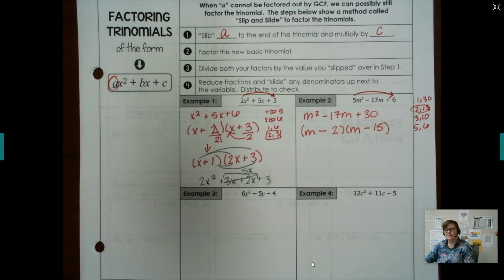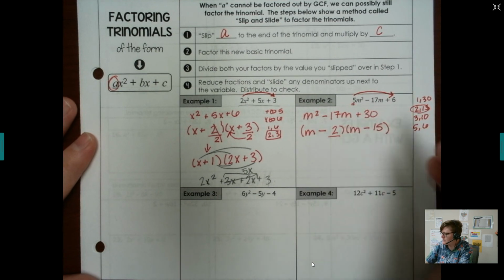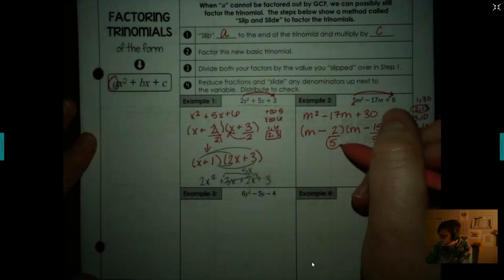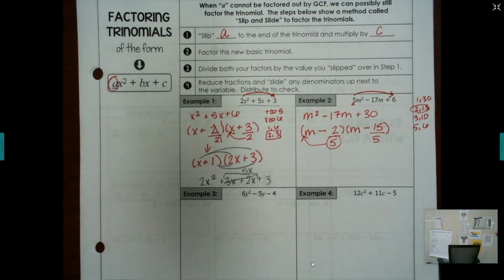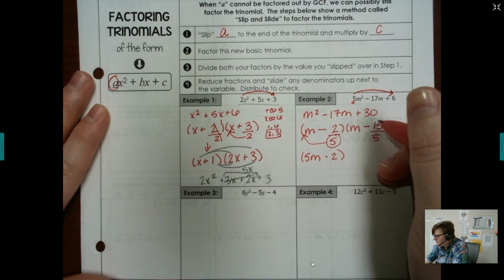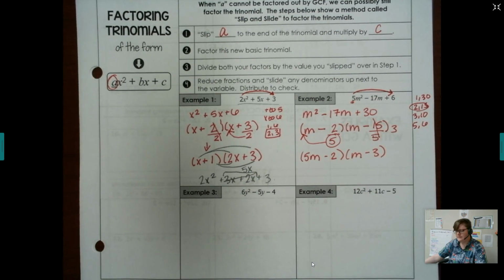And then the next step is to divide both your factors by this number that you originally multiplied by. Okay, so here 2 over 5 is not a whole number, it is a fraction. So we will move that 5 out to the front of that factor. So we end up with 5m minus 2 here. 15 over 5 is 3, so that stays as is.